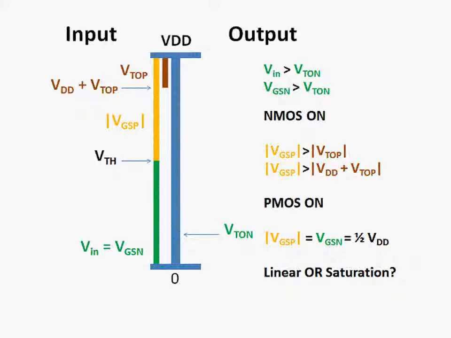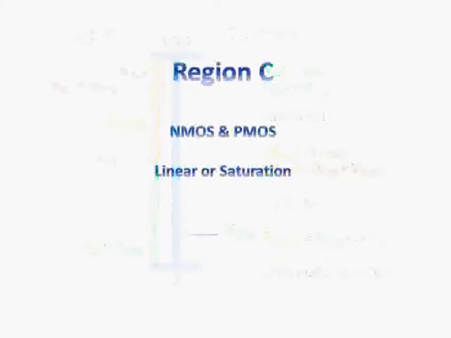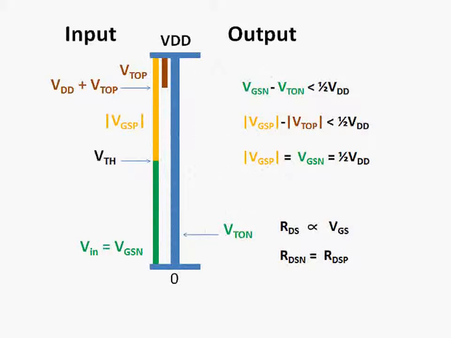Up till now, we only know that both the NMOS transistor and the PMOS transistor are turned on. To complete the analysis of both transistors, we need to determine: are they operating in the linear or in the saturation region? To determine this, we need to know 1. NMOS drain source voltage. 2. PMOS drain source voltage. According to the IV characteristic, the drain source resistance is inversely proportional to gate source voltage.